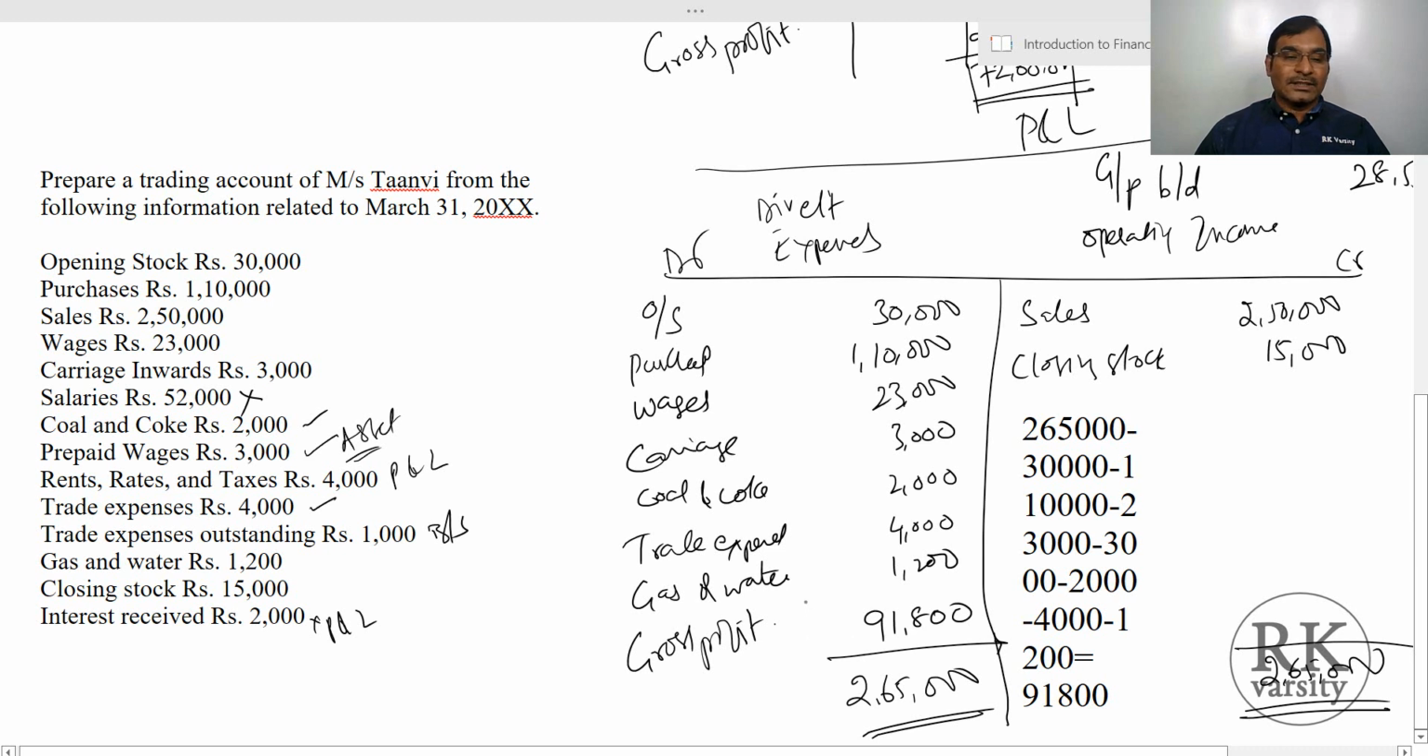So this is how you need to calculate your trading account. In the case of a trading account, on your debit side, we write opening stock, purchases and all direct expenses. Onto the credit side, we write operating income and closing stock. So if your operating income is in excess of your direct expenses or cost of goods sold, then you are assigned a gross profit. Otherwise, you incur a gross loss.